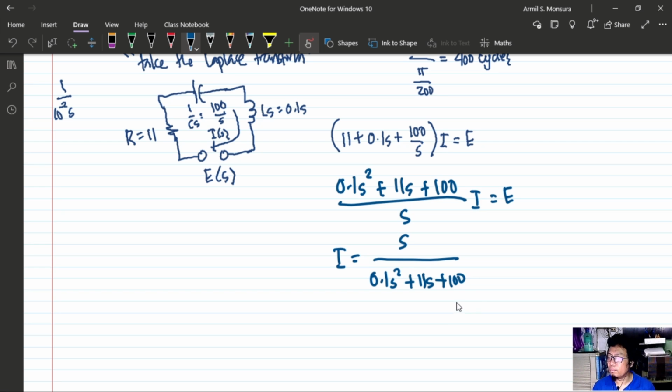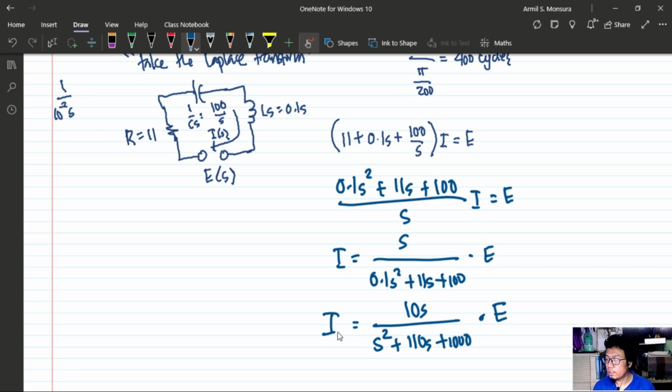Multiplied to E. And also, let's make the leading coefficient of this s squared equal to 1. So we multiply this by 10, because 0.1 times 10 is equal to 1. So we multiply everything by 10. So this becomes 10s divided by s squared plus 110s plus 1000, multiplied to E. That is your I.